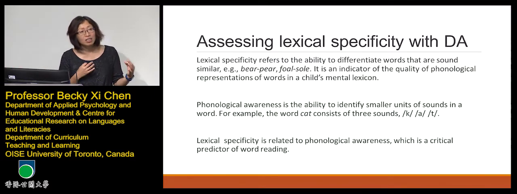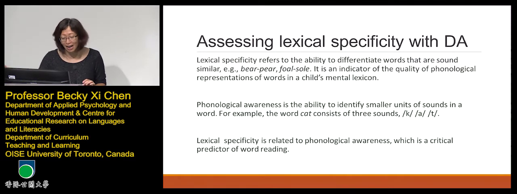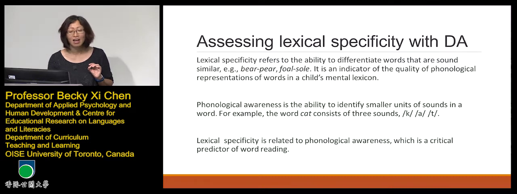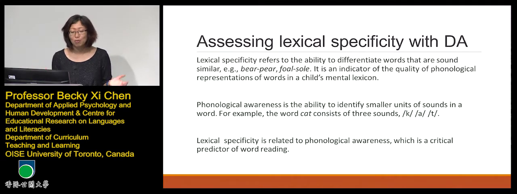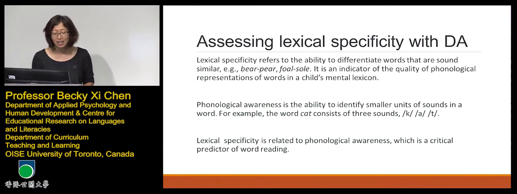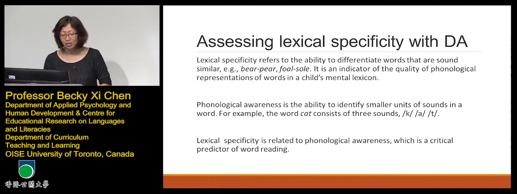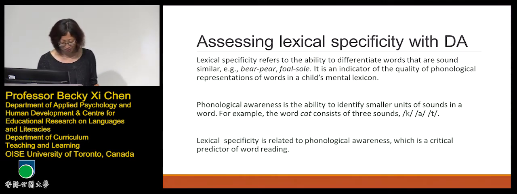The ability to recognize that this word has three sounds is important for reading, because later, when you learn to read the word cat, you see exactly three letters. Then you can develop letter-sound correspondences, and these correspondences are really important for reading English, which is an alphabetic language. Anyway, without going into too much detail about research, for these reasons we wanted to assess children's lexical specificity, and we do it with dynamic methods.